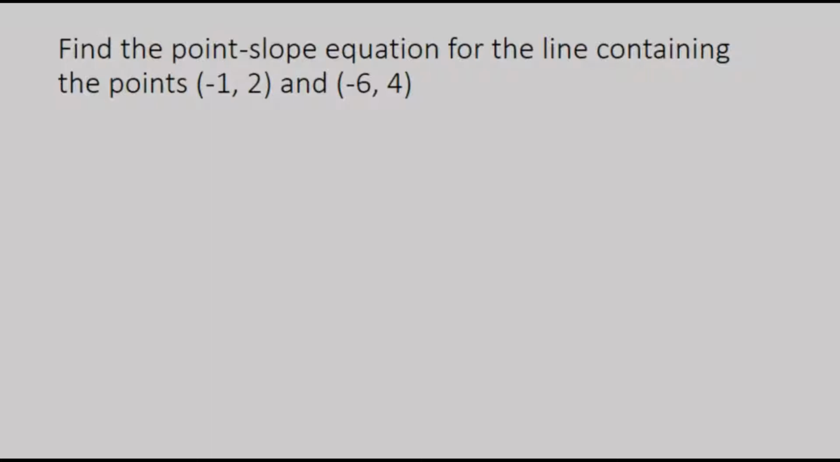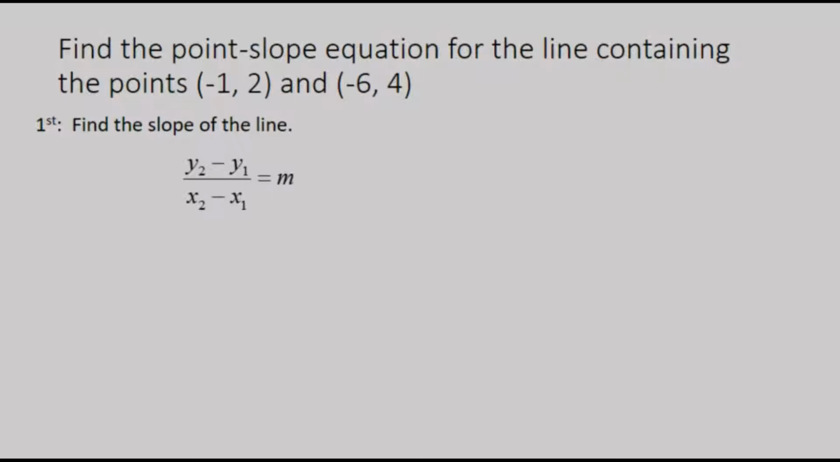Find the point-slope equation for the line containing the points (-1, 2) and (-6, 4). To find an equation of a line, we need one point and the slope. Well, we certainly have a point, but we're missing the slope. So the first thing we need to do is to find the slope of the line.